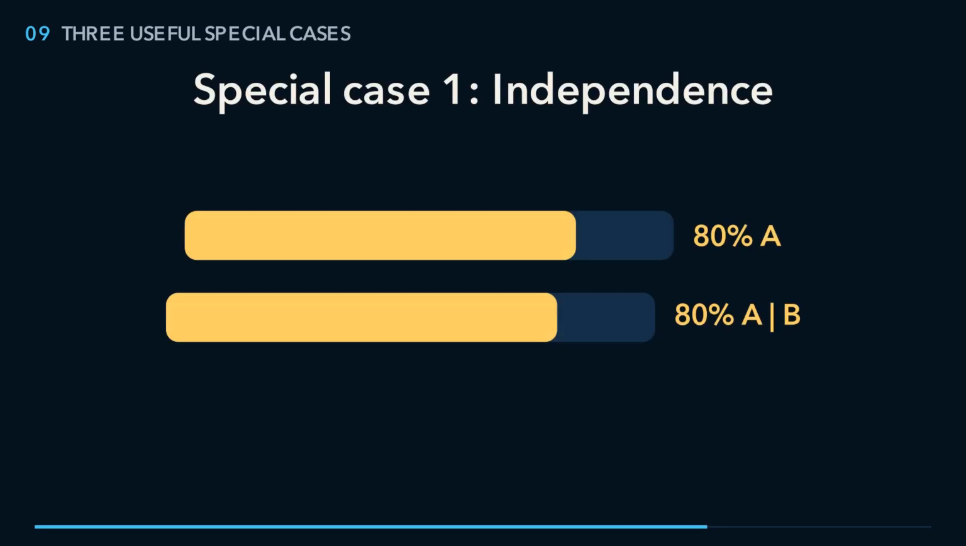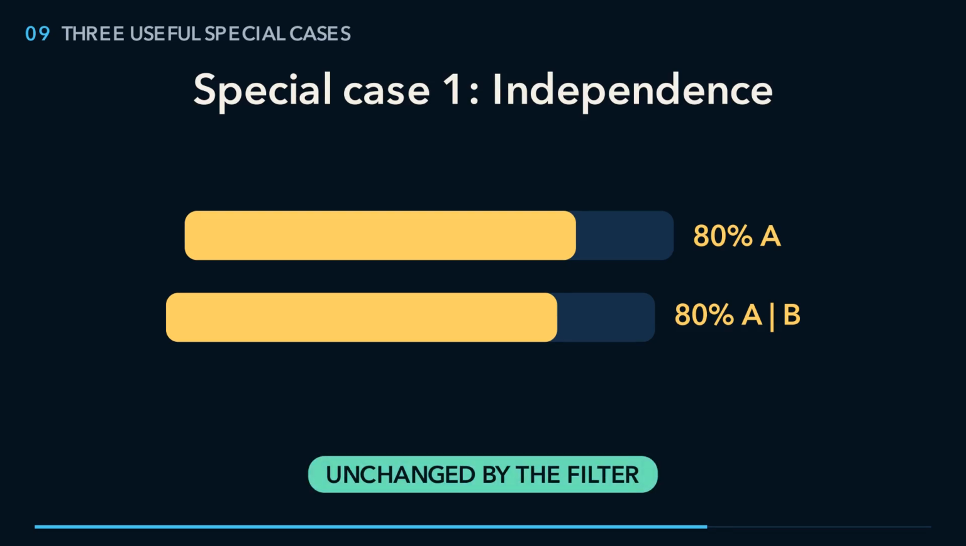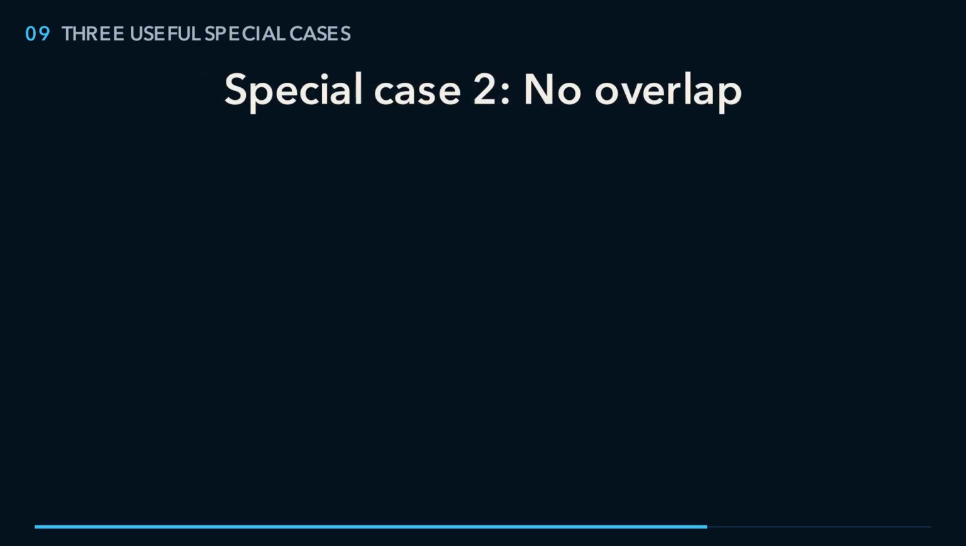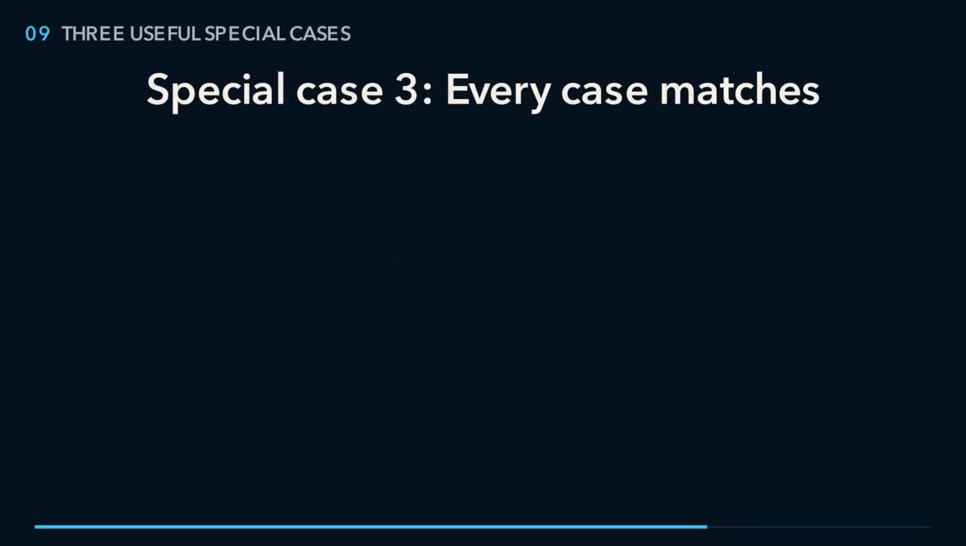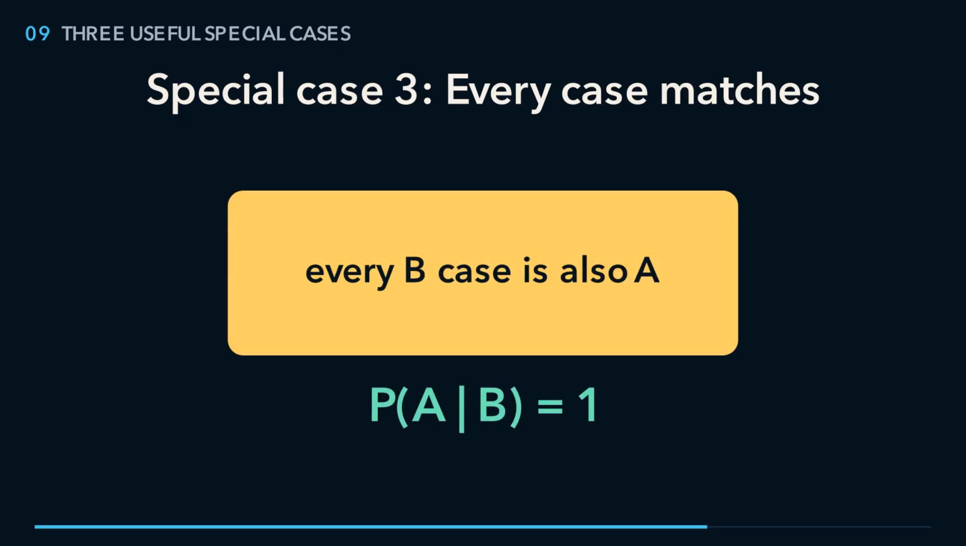The filter idea also explains 3 useful special cases. First, independence. If learning B does not change the proportion of A, then filtering by B leaves the chance of A unchanged. For example, if 80% carry umbrellas both inside and outside the rain group, rain provides no information about umbrella carrying in this made-up world. Second, an impossible overlap. If no surviving B case is also A, then the conditional probability is 0. Third, certainty inside the filter. If every surviving B case is A, the conditional probability is 1.